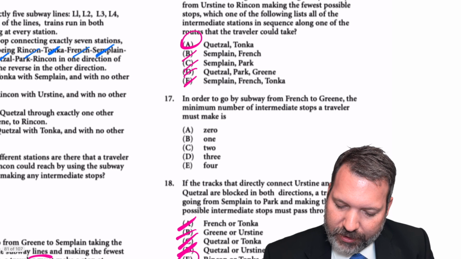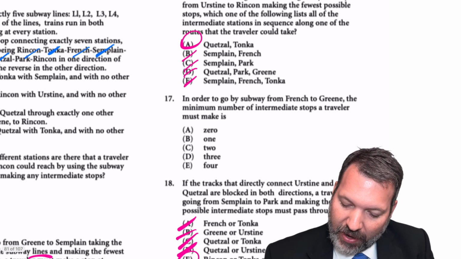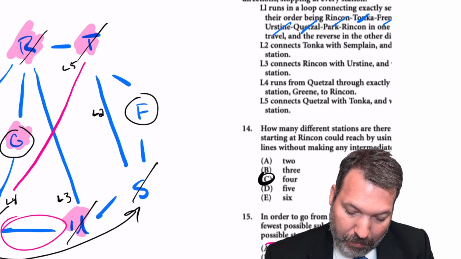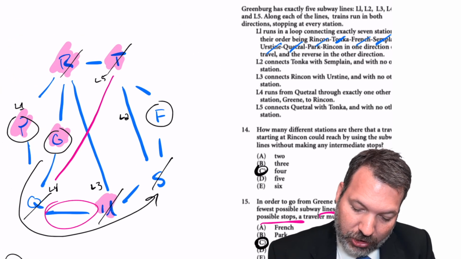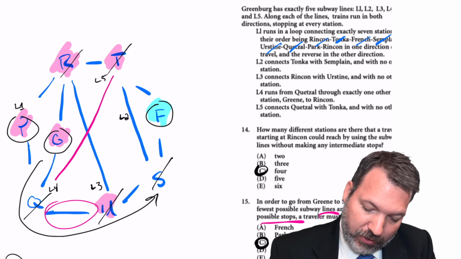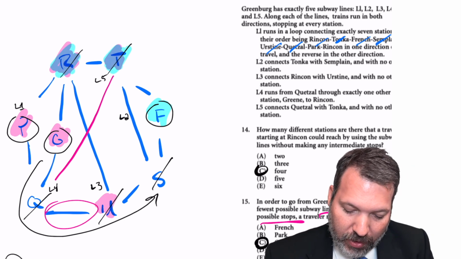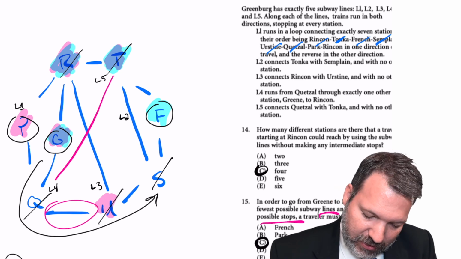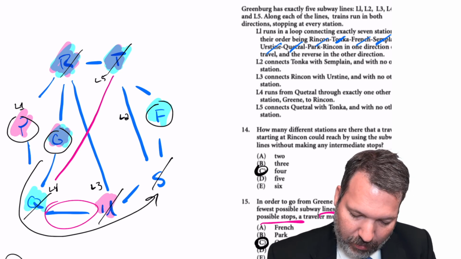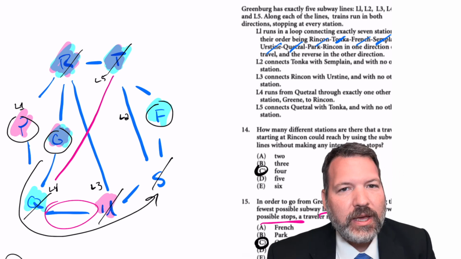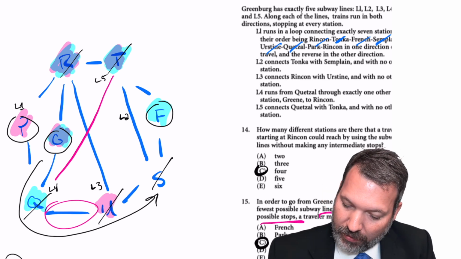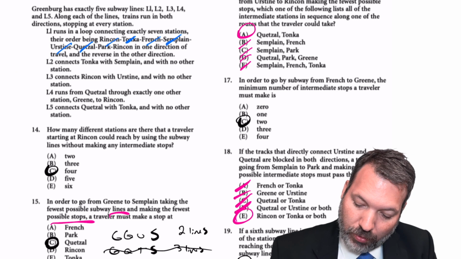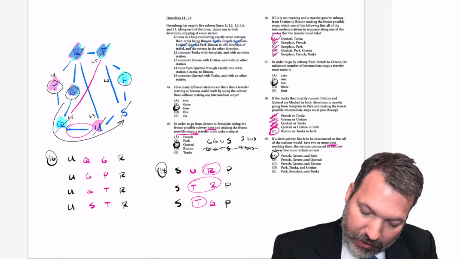And then finally, number 17, in order to go by subway from F to G, the minimum number of intermediate stops a traveler must make. Let's see, F to G. Well, if we went up here to T, that's 1, 2 intermediate stops to get to G. Can we do any better than 2? F to T to Q to G would be the same thing. That's 2. I don't see how we only get there with 1 in between, so that answer must be 2. Answer choice C. All right, so what have we got?